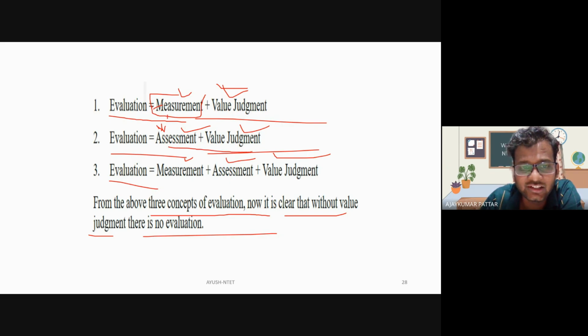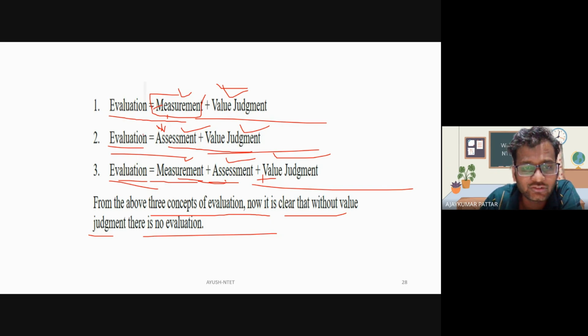असेसमेंट के साथ वैल्यू जज किया तो भी हमने एवेल्यूएशन कह सकते हैं उसको. लाइक दैट एवेल्यूएशन इज आल्सो कंटेन्स मेजरमेंट, असेसमेंट, वैल्यू जजमेंट. फर्स्ट थिंग आई हैव told you that measurement is there first step. Yes, then after that it will be assessment plus value judgment, then only it is called as evaluation.